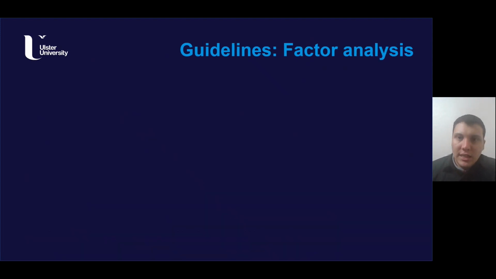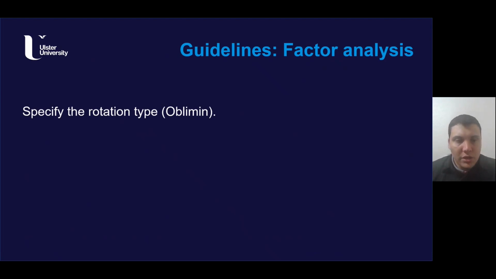Now, let's see guidelines for when we are doing factor analysis. When we show the pattern matrix after rotation, we need to specify what is the rotation type that we have used. In our coursework, we are using direct Oblimin, delta equals 0. So Oblimin needs to be stated in your table.